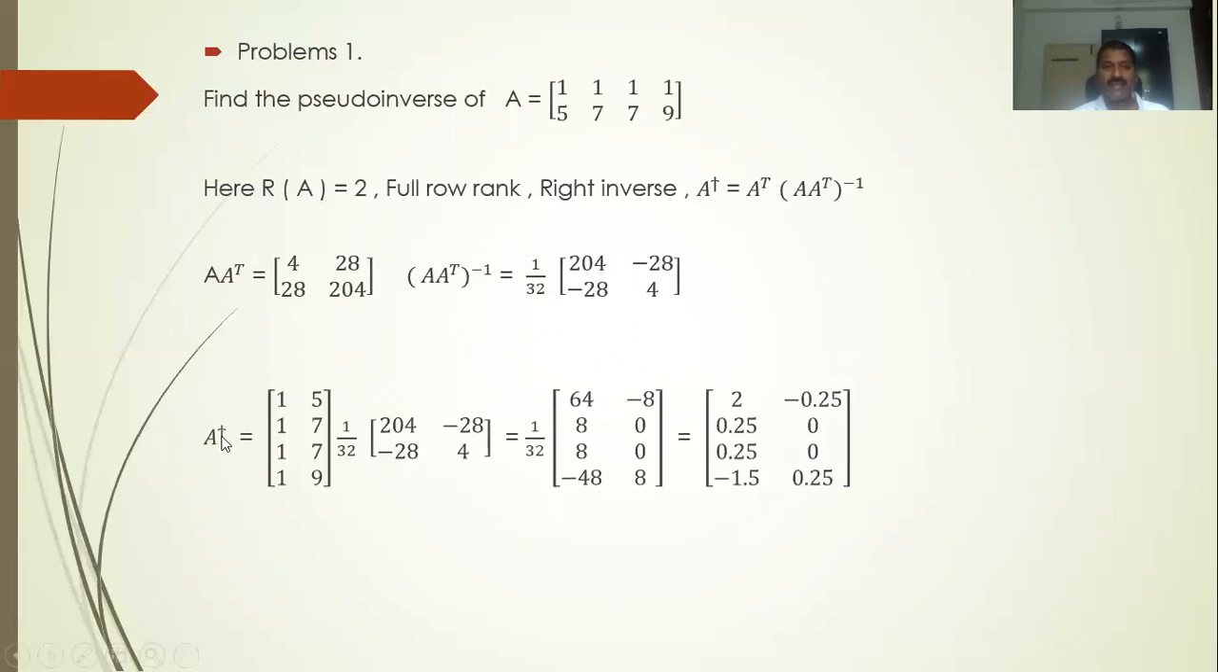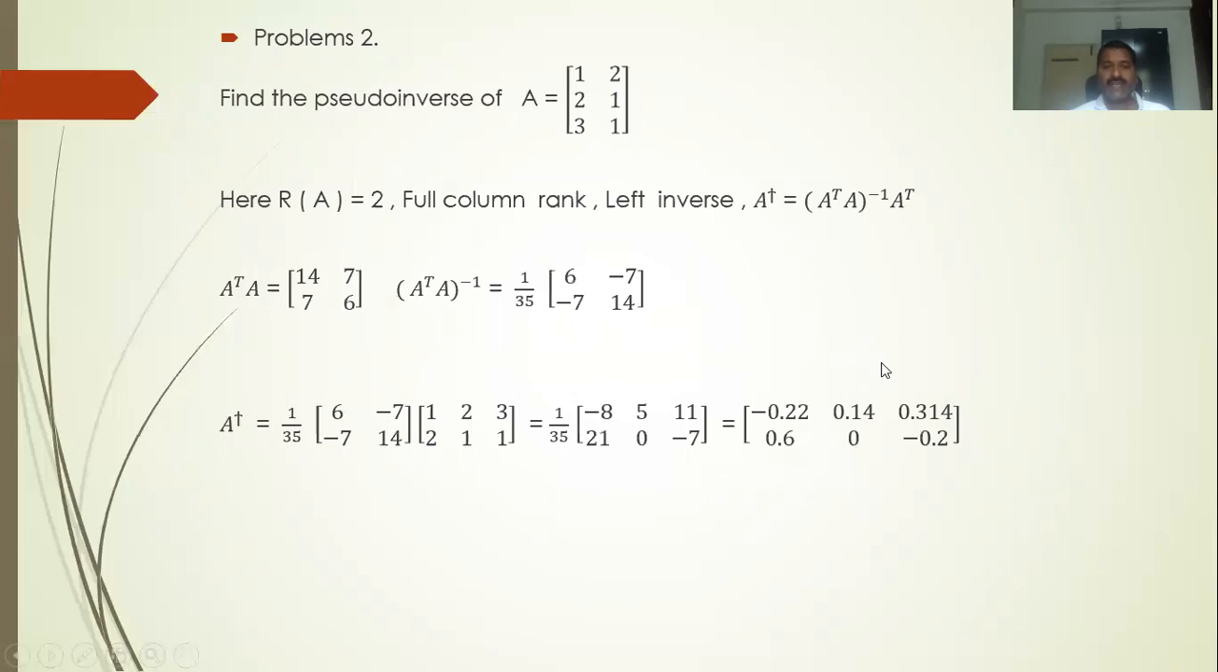Then A plus equal to A transpose, here is A transpose, then (A A transpose) whole inverse. Then you multiply all these three things. This constant is taken out, and this is the multiplication of these two matrices, and finally divided by 2. 32 is this. So the pseudo inverse here is this.